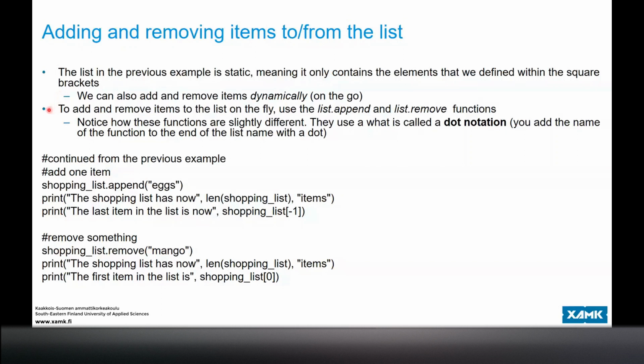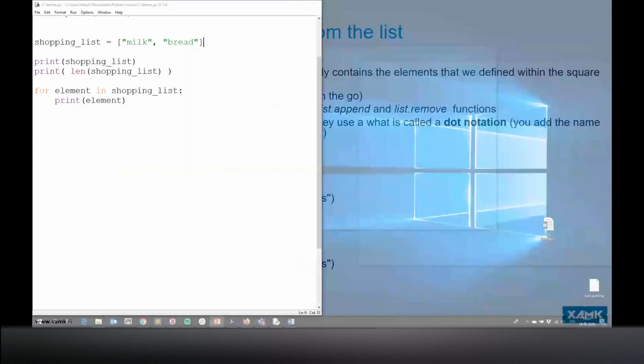And to do that, we can use special functions called list.append and list.remove. And these functions are special because they are named a bit differently. So they use what is called a dot notation, which means that we add the name of this function to the end of the list name using a dot. So for example, if I wanted to use append to add an element on our shopping list, that would be done somewhat like this.